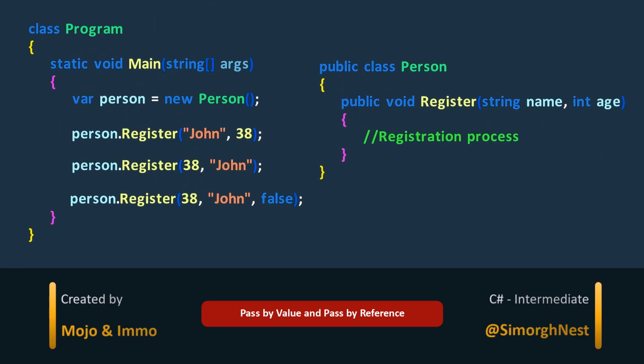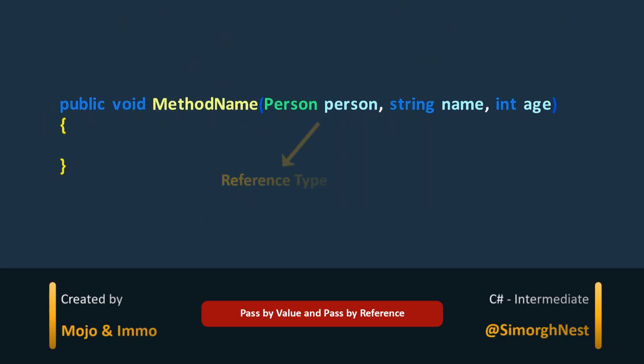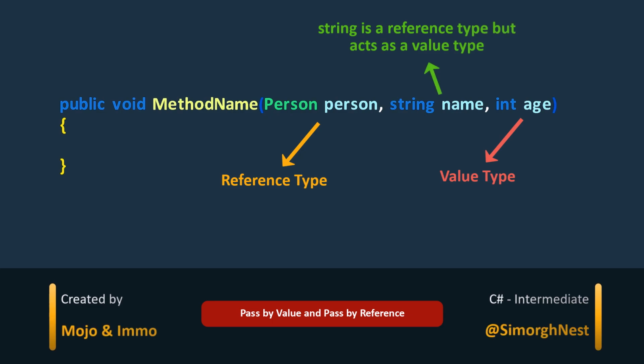It's important to note that the method call must have the same number of arguments as there are parameters, and the arguments must be passed in the same order. These parameters can be categorized into two types, value types and reference types. Each type behaves differently inside the method. In this lecture, we'll explain both types.